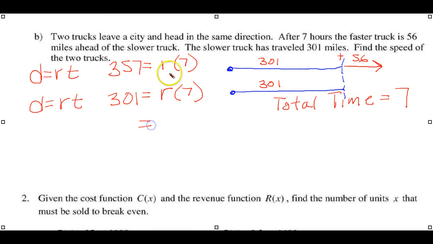So when we solve for the letter R here, we just divide both sides by 7. We get this is 51. And when we divide this one by 7, we get the slower truck is 43. And I wasn't able to set this up using the two equations, so I'm not quite sure why they gave us this problem here, but that's what's there. Again, we'll take a look at some of the others.